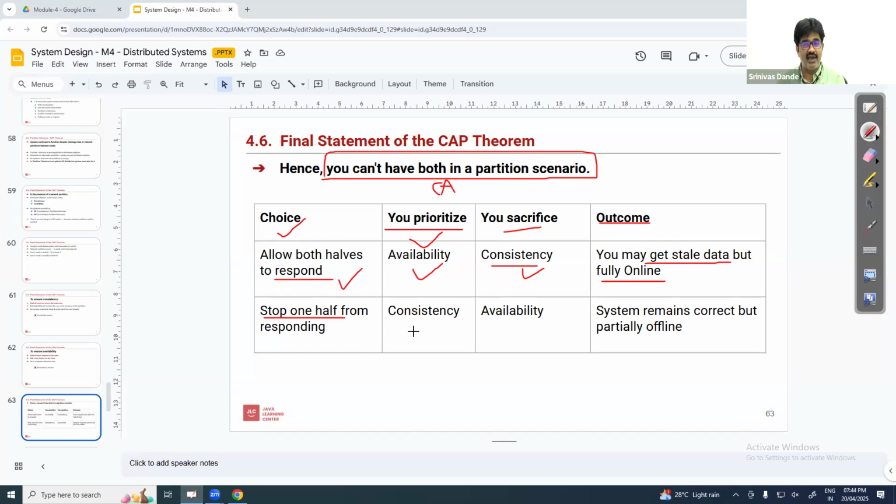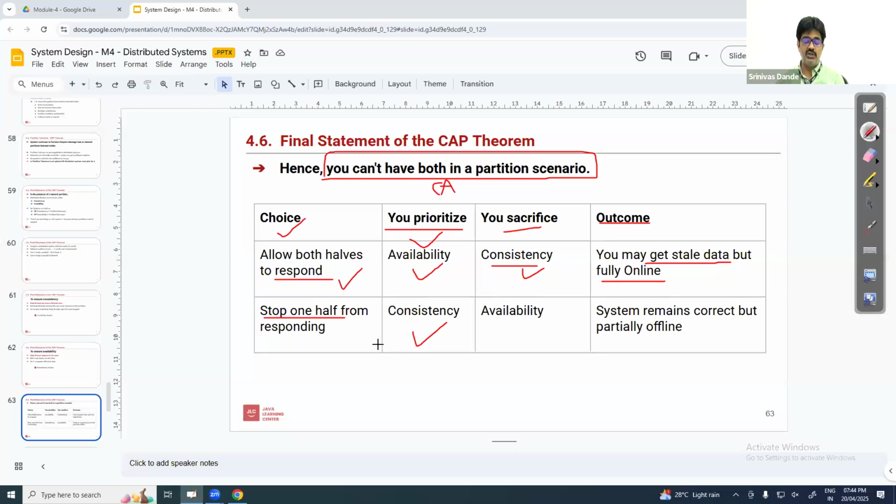It can't give stale data for maintaining consistency. It means I want consistency. So one half of the system is not responding, because in this particular case I've taken A, B only. You have B, C, D, four nodes. Suppose an update happened, a write happened on A. It has to replicate A's data, X value 5, to B, C, D. It has to replicate to all of the nodes, right?